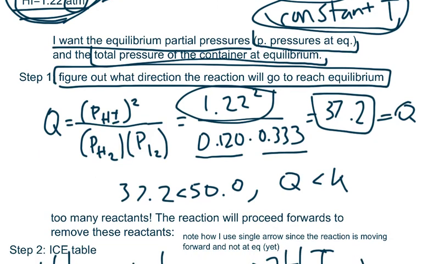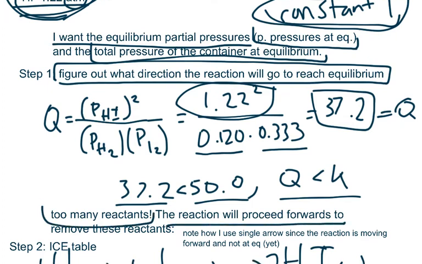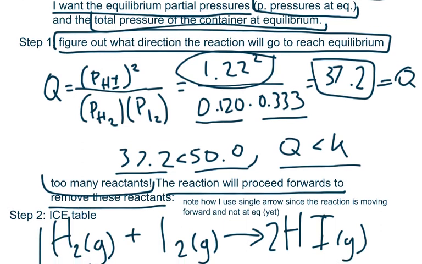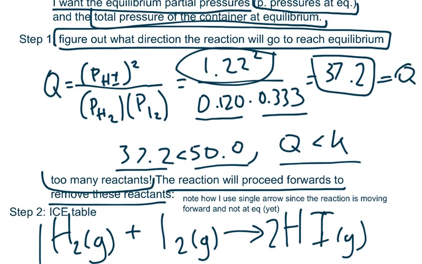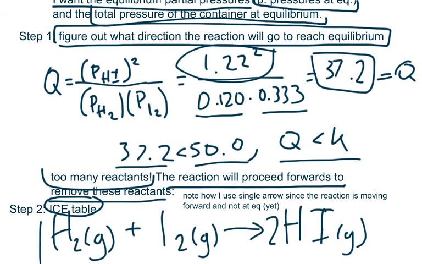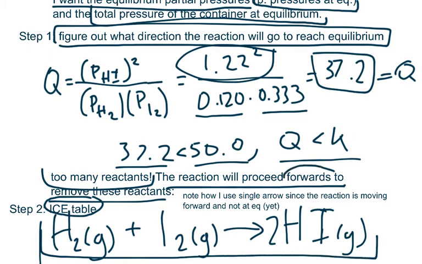Now you may notice that 37.2 is less than 50.0, so this means that Q is less than K, and when that's the case, we have too many reactants. So the reaction will proceed forwards to remove these reactants. So step 2, we gotta make an ICE table, and I'll show you how that works. But before we do that, let's write the reaction with a forward or backward arrow. Since we said this reaction proceeds forwards, we will use a forward arrow.